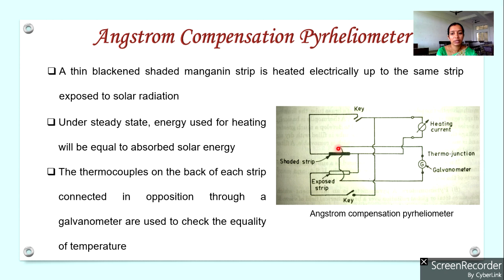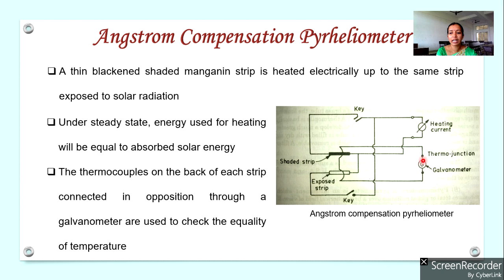സോ ഈ 2 സ്ട്രിപ്പും 2 തെർമോകപ്പിളിലേക്ക് കണക്ട് ചെയ്തിട്ടുണ്ടായിരിക്കും. ആ 2 തെർമോകപ്പിളും ഫേസ് ഒപ്പോസിഷനിൽ ഇവിടെ കണക്ട് ചെയ്തിരിക്കുകയാണ്. That means voltage across this junction will be the difference in voltage of the 2 junctions. ഇവിടുത്തെ വോൾട്ടേജിൻ്റെയും ഈ ഷെയ്ഡഡ് സ്ട്രിപ്പ് കാരണം ഉണ്ടാകുന്ന ടെമ്പറേച്ചറിന് കറസ്പോണ്ടിങ് ആയിട്ട് ഒരു വോൾട്ടേജ് ഈ തെർമോകപ്പിളിനുണ്ടാവും. And ഈ സ്ട്രിപ്പ് എക്സ്പോസ്ഡ് സ്ട്രിപ്പിൻ്റെ ടെമ്പറേച്ചർ കാരണം ഒരു വോൾട്ടേജ് അടുത്ത തെർമോകപ്പിളിനുണ്ടാവും. And these 2 thermocouples are connected in opposition. So voltage across this junction will be the difference in voltage of the 2 junctions.